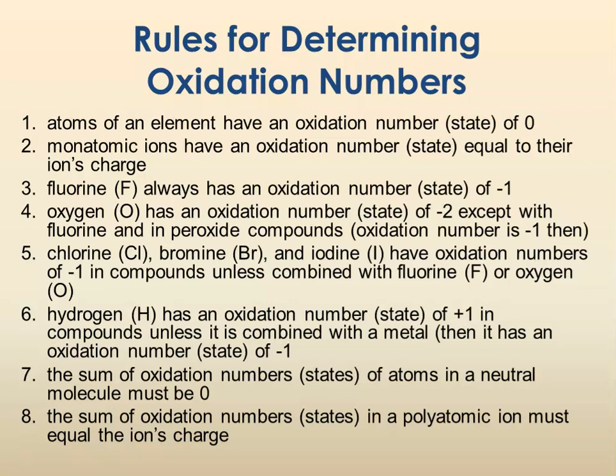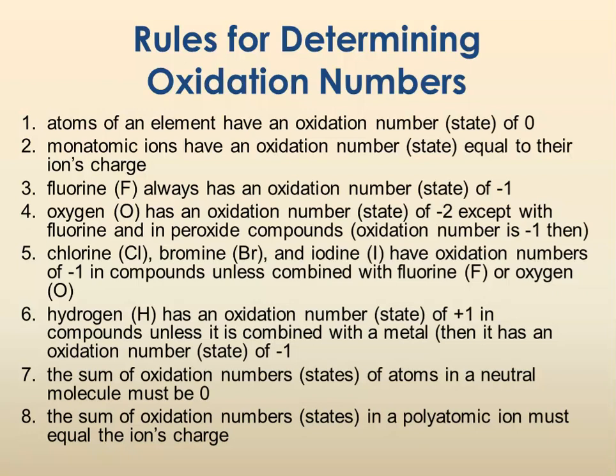Fluorine will always be -1. It's always going to win that battle. Oxygen will be -2 unless it happens to be paired with fluorine, or if there are two oxygens being used to make up a peroxide compound. And in that case, it would be -1.